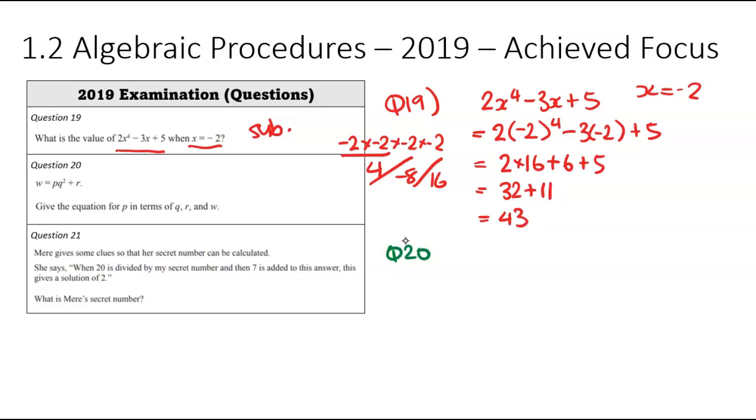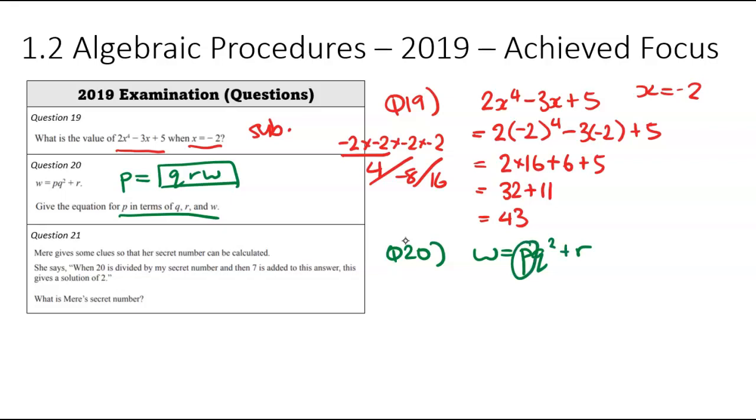Question number 20. We've been given an equation, which is W equals P times Q squared plus R, and we've been asked to give the equation for P in terms of Q, W, and R. So what this basically means is that it needs to be P equals, and it's going to be something to do with Q, R, and W. So let's start by jotting down the equation. So W is equal to P times Q squared plus R.